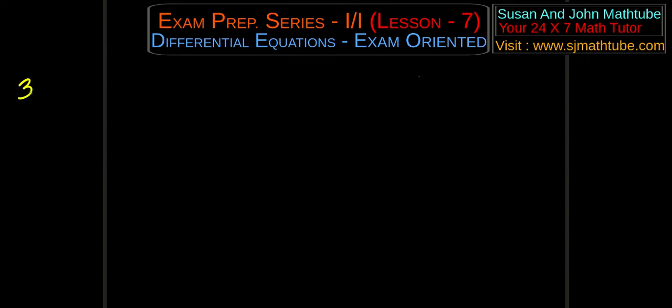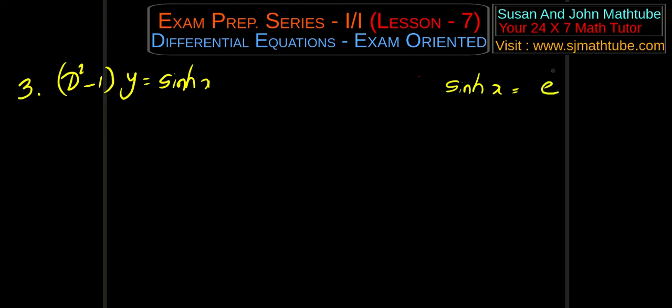Now let's move on to the third question. And that is: solve the differential equation (D² - 1)y = sinh x. Yeah, okay. So long back, you might have learned sinh x is (e^x - e^(-x))/2. So now it's time to use the formula.